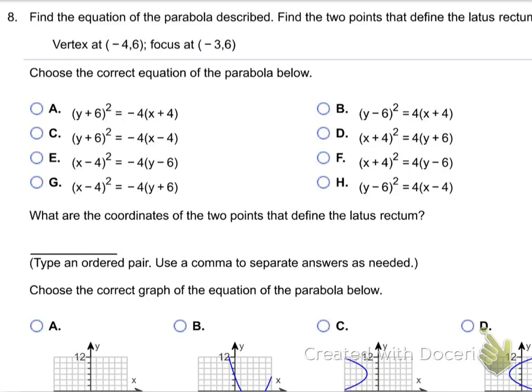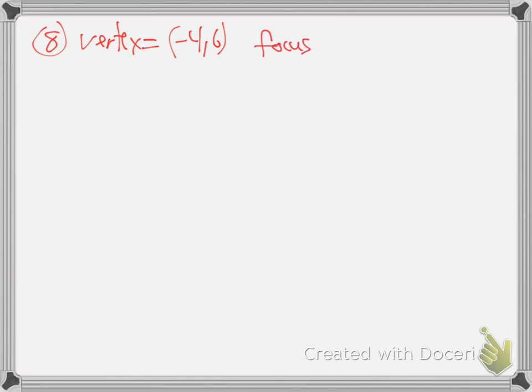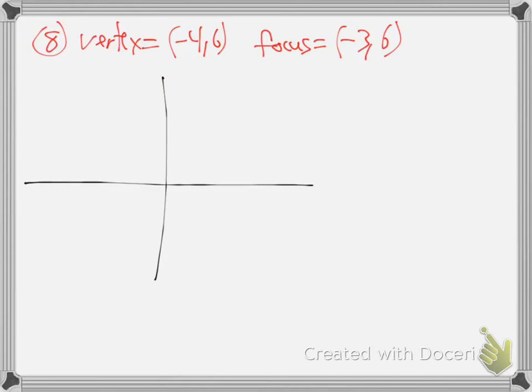Number 8. Vertex negative 4, 6. Focus negative 3, 6. Let me write that over here. So vertex negative 4, 6. And focus negative 3, 6. Okay, so I would encourage you to draw a graph here. Let's draw a graph. The vertex means center, doesn't it? Put the center point on the graph, negative 4, 6, and put the focus there as well. And then see if you can write the equation.